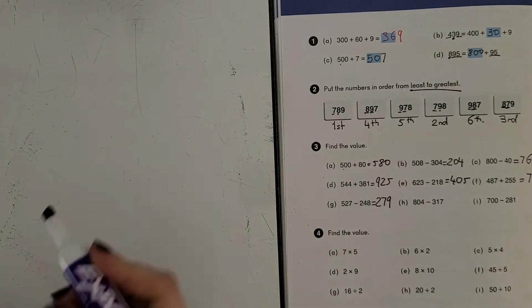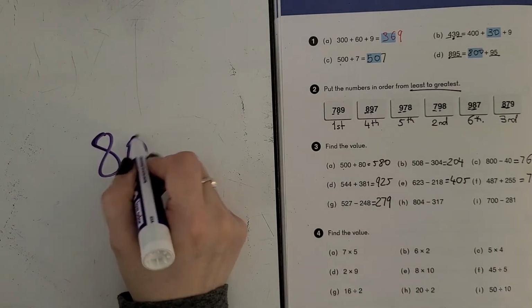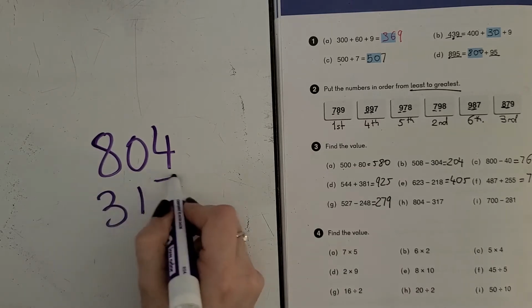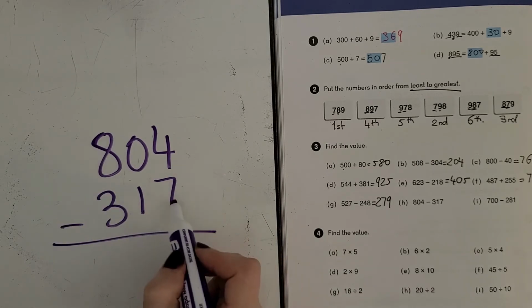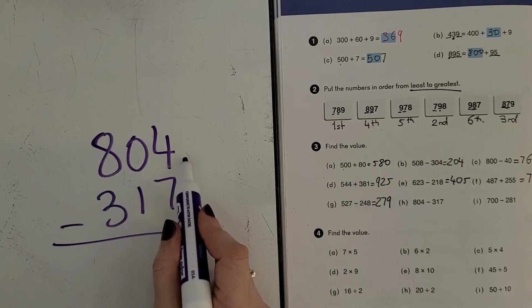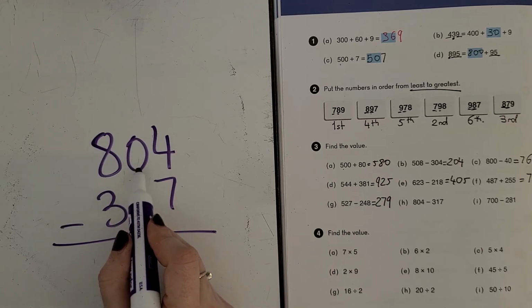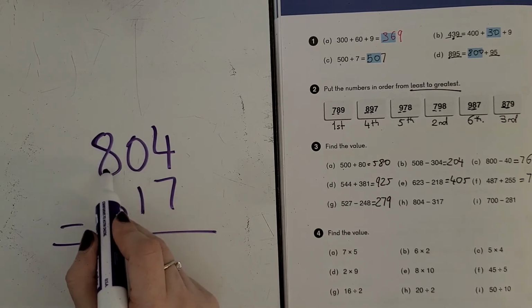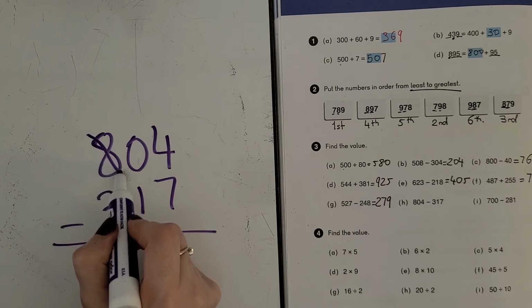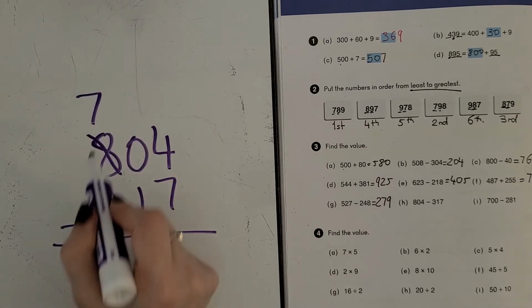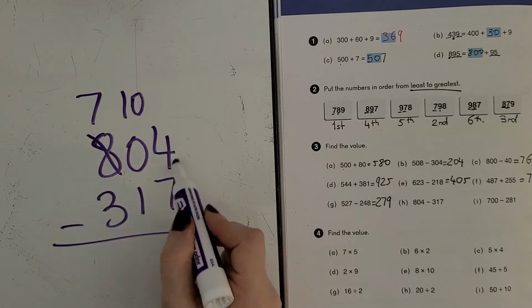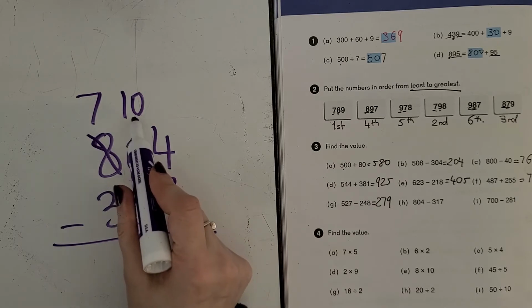Letter H, 804 minus 317. Can you take the 7 from the 4? Nope, you need to borrow. Can you borrow from 0? Nope, there's not enough. You need to borrow from the hundreds place. The hundreds place becomes a 7. It gives a 10. Now you're going to see if you can borrow again. Now there's enough. You can borrow.